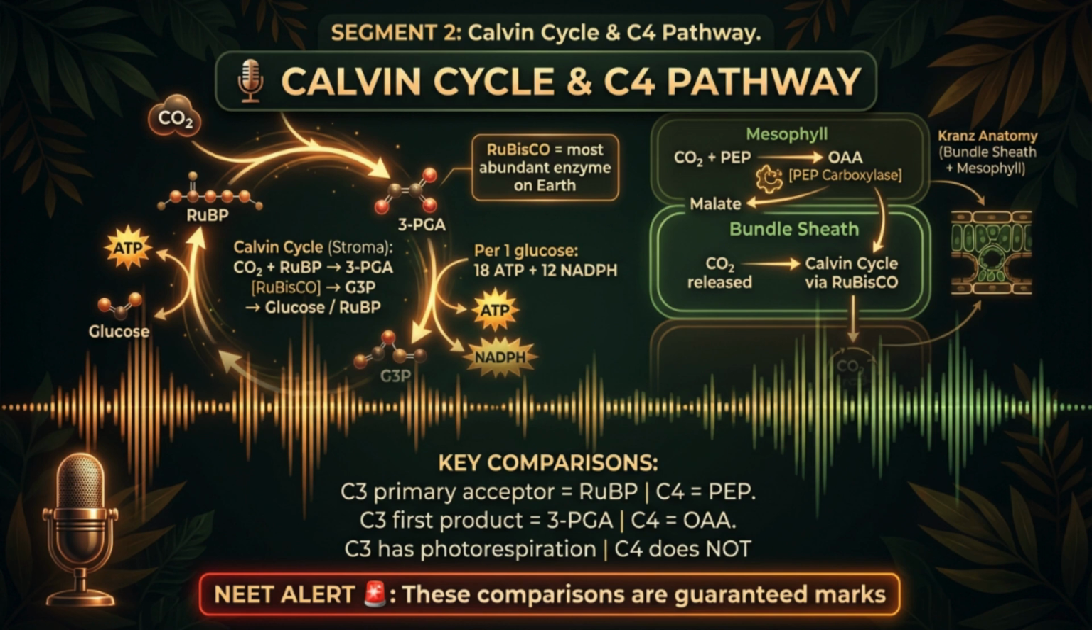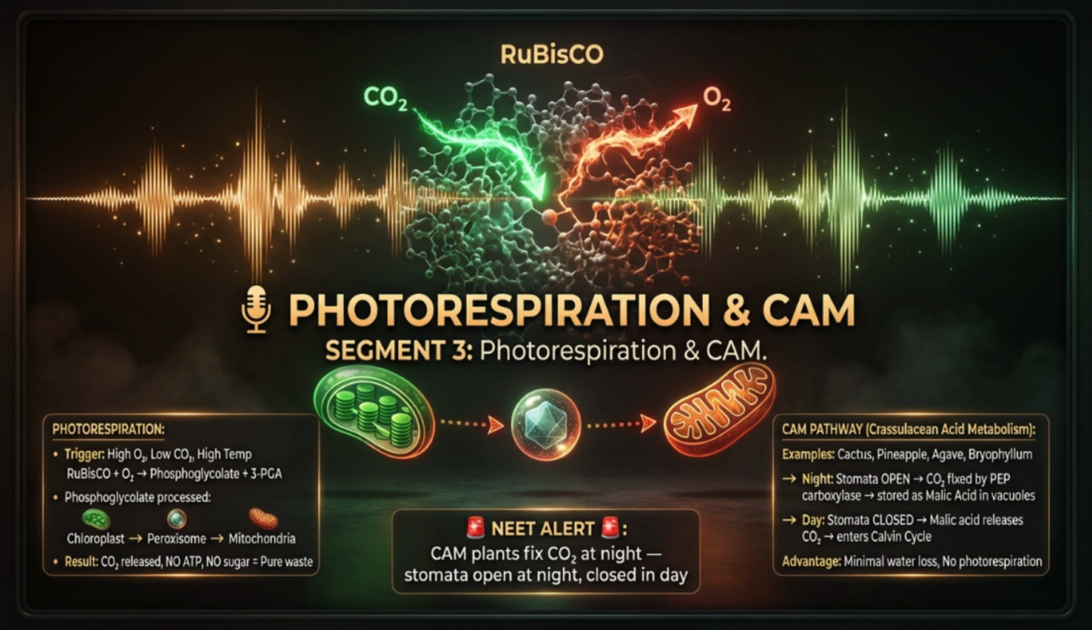Photorespiration is essentially eliminated. Let's go deep on photorespiration, the chapter's most misunderstood concept. Rubisco, as we said, is a dual-function enzyme.